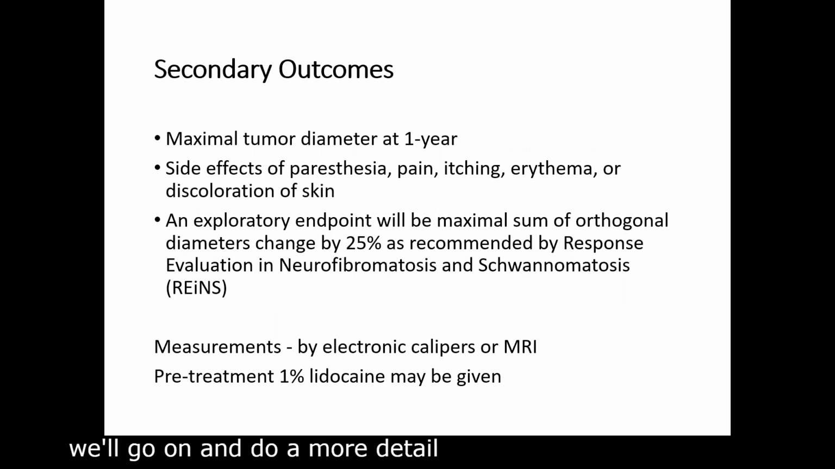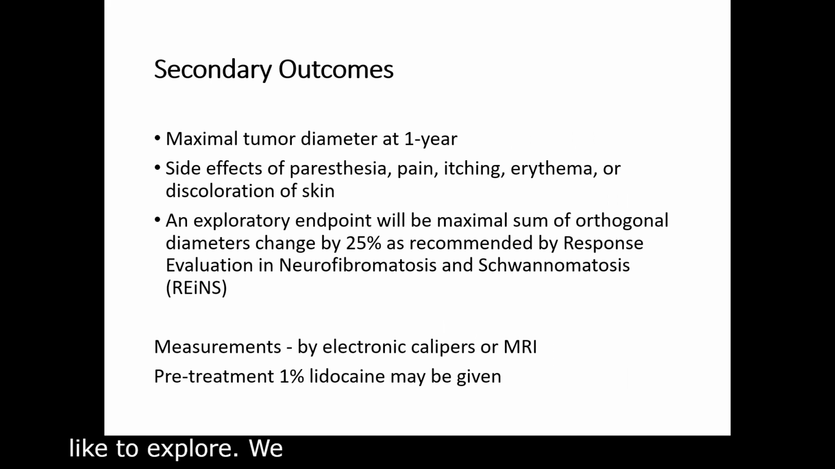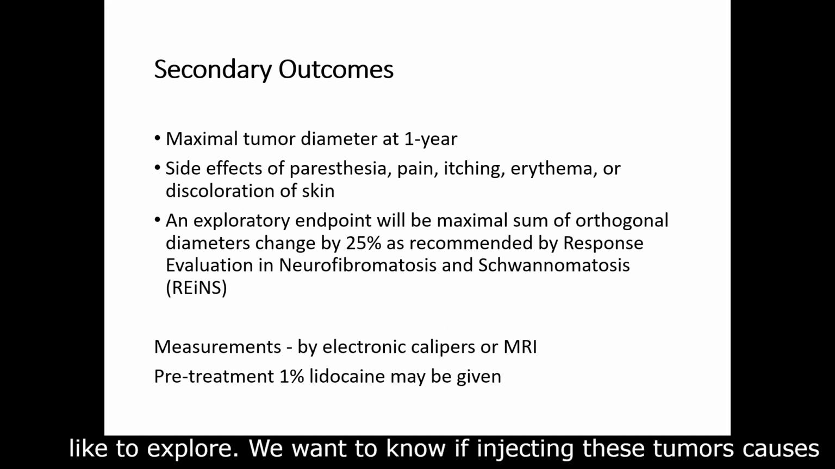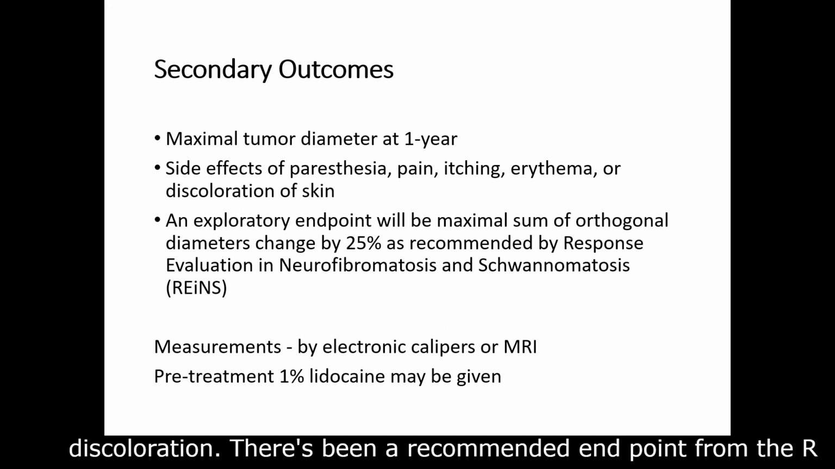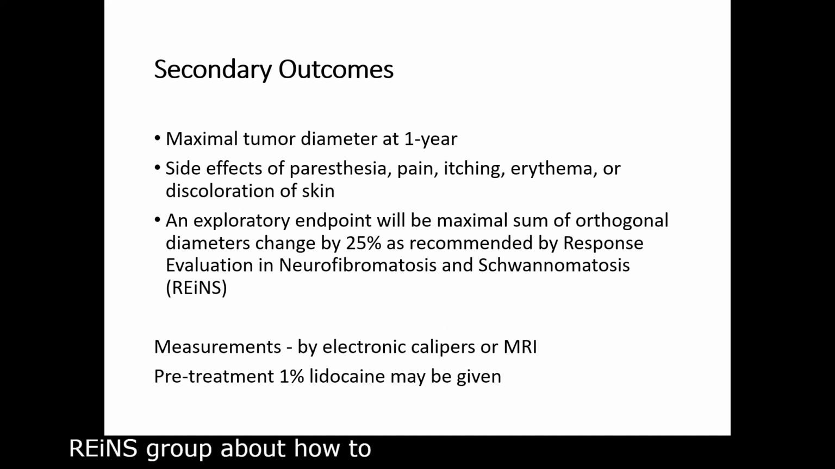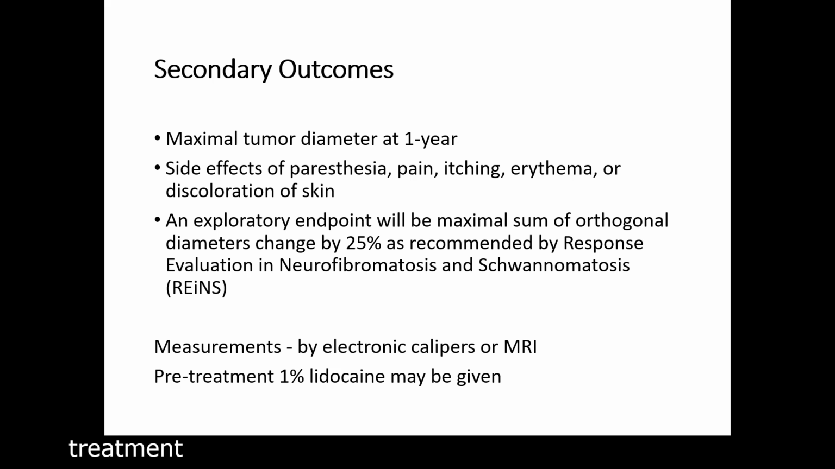The secondary outcomes, of course, there have been some different ways of measuring the tumors we'd like to explore. We want to know if injecting these tumors causes numbness or irritation of the skin, pain, itching, redness, discoloration. There's been a recommended endpoint from the REiNS group about how to measure these, and we will do that as well. Right now, we're just measuring these by electronic calipers or by MRI scans. We also are giving a little bit of pretreatment lidocaine to help reduce the amount of stinging. Some people in the room can tell you it does sting when we inject these.